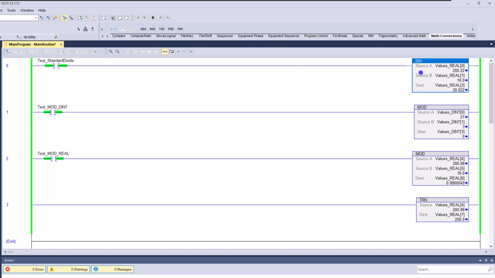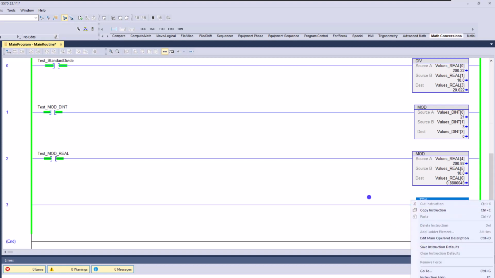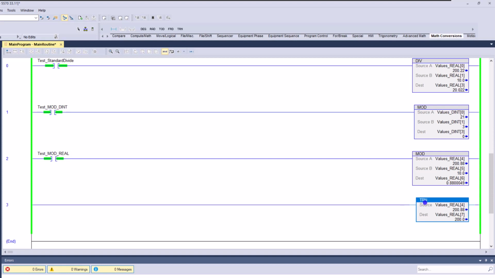So with all of these, we're trying to get the fraction, what's left over. Now what if you said, okay, I want the whole number and that's all I care about. I don't care about the fractional side of it, I don't care about the decimal point whatsoever. Then there comes the truncate. It's a TRN instruction. You get it from the math conversions, on the very top of your instruction bar, and you're going to get the truncate.